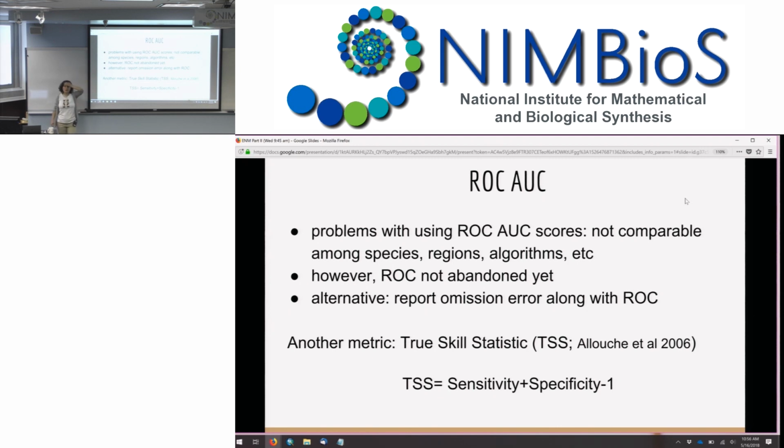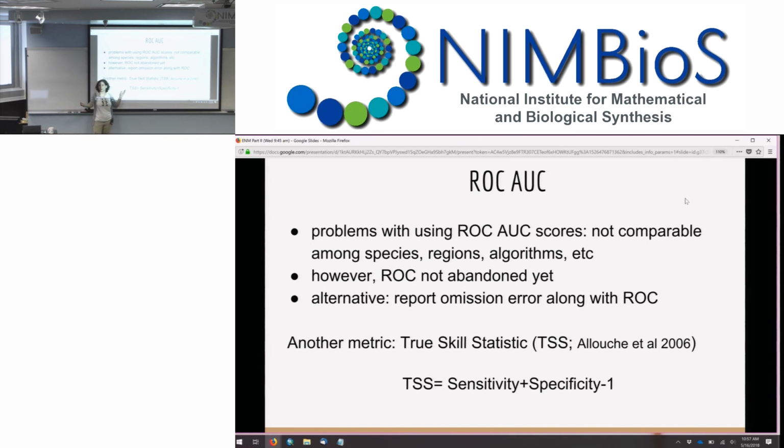But with the limitations, AUC is still used in most papers, and it is required. If you submit a paper, the reviewer will ask, so what was the AUC value of your model? So we are not abandoning it, but we should be aware of the limitations. We should also include other measures of model fit or model performance. We should not rely just on one measure, ROC AUC. And another metric that has been used in recent years is the true skill statistic. It's the sum of sensitivity and specificity minus 1.